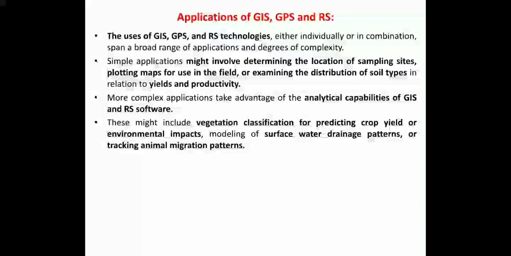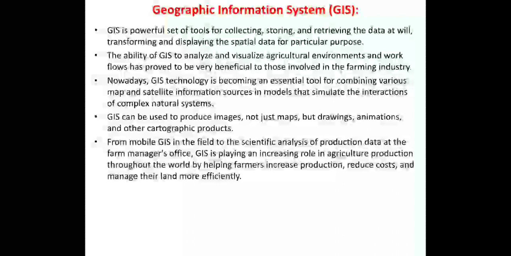More complex applications can be taken up with the help of GIS and remote sensing software, such as crop classification for predicting crop yield and their environmental impacts. Also, surface water drainage patterns and animal migration patterns are studied or classified with the help of these technologies. Then, in the case of GIS, it is the Geographical Information System.